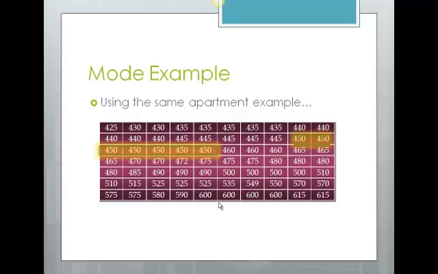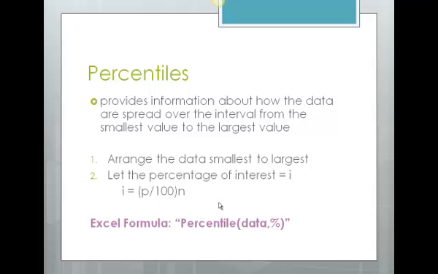Percentiles. They provide information about how your data is spread over the interval from the smallest value to the largest value. So you can arrange your data, smallest to largest. Let the percentile of interest i equal the quantity P divided by 100 times N. Okay, what does that mean? Basically, the position of interest is going to be your percentile times your number of observations. So for a percentile P of 80%, it would be 80 divided by 100, or 0.8 times N. For 90%, it would be 0.9 times N.